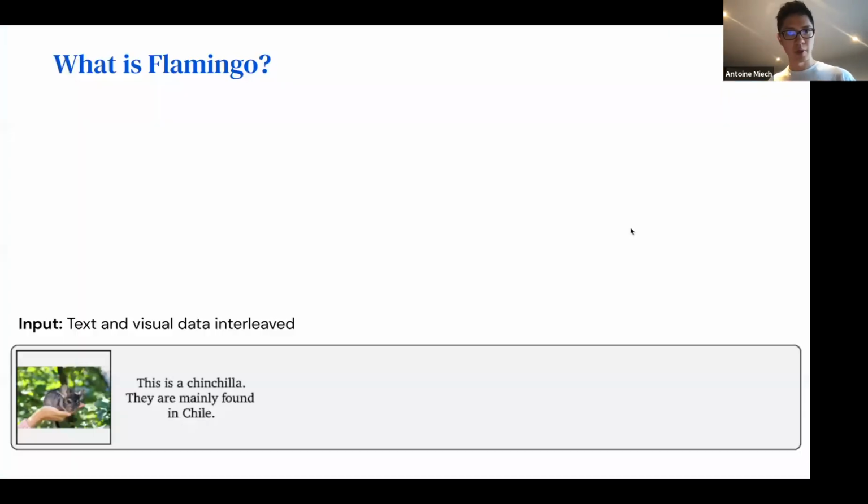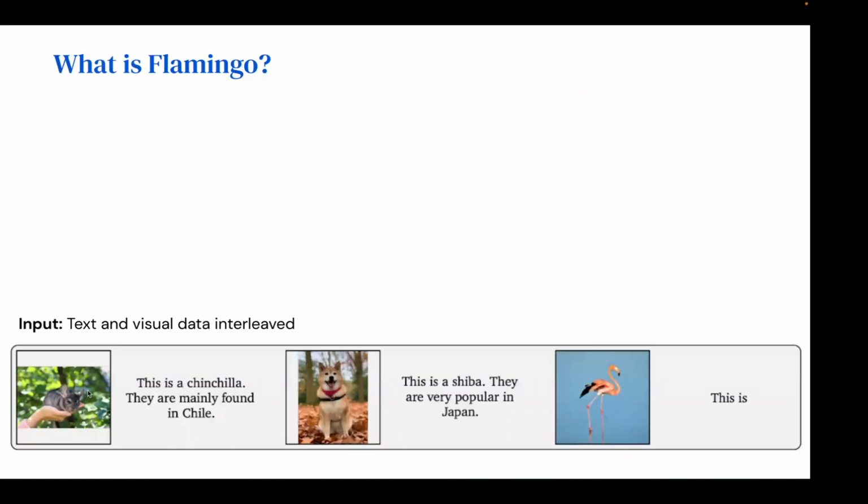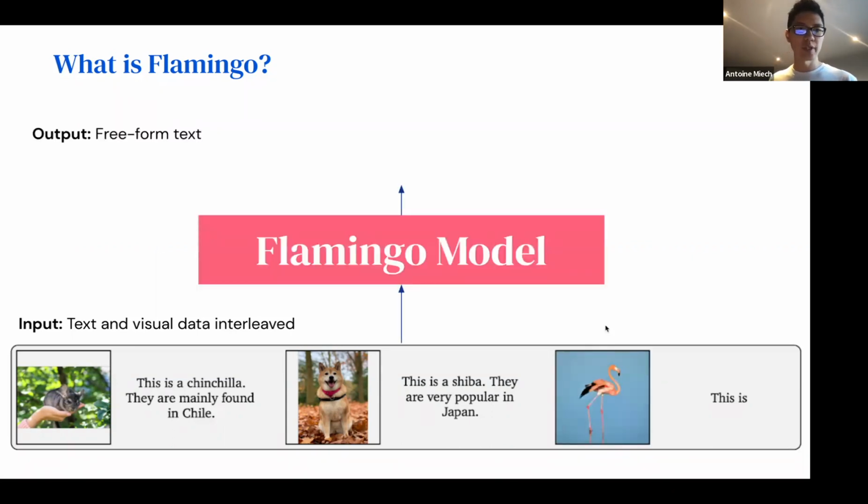Cool. So, what is Flamingo? Flamingo is a visual language model that takes as input a sequence of interleaved text and visual data. For instance, you can have a sequence with one picture of a chinchilla, and then a text: this is a chinchilla, they are mainly found in Chile. Then a second image of a dog, and you write: this is a Shiba, they are very popular in Japan. You can have a third image of a flamingo, and then end the sequence with "this is", and you can feed that to our Flamingo model and sample some text out of it, by conditioning the model on this particular interleaved sequence of images and text.